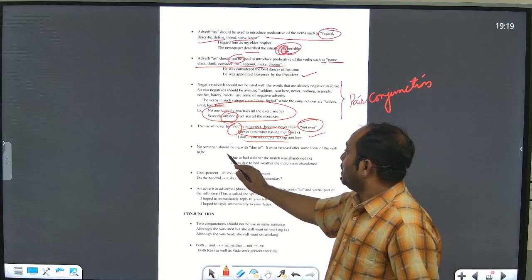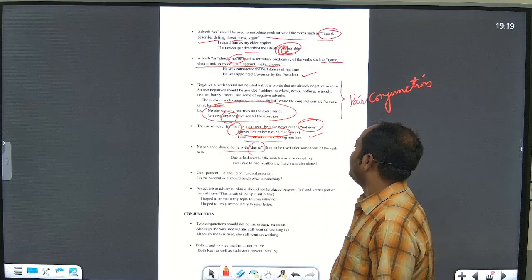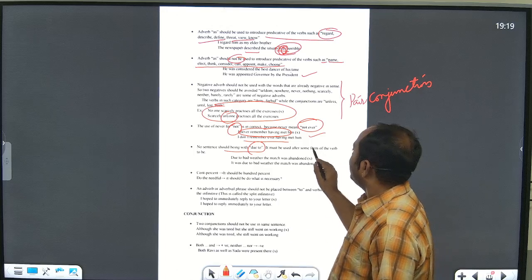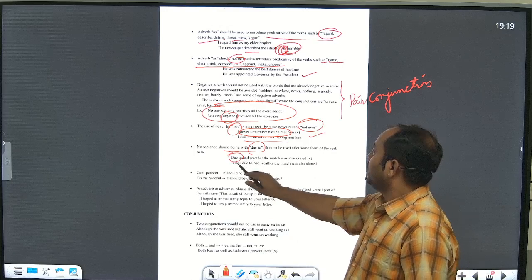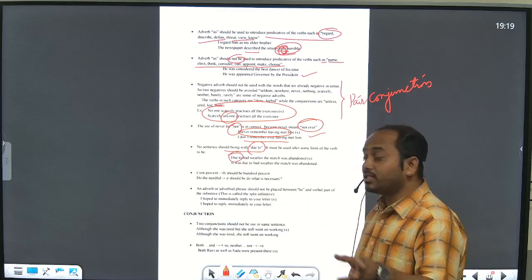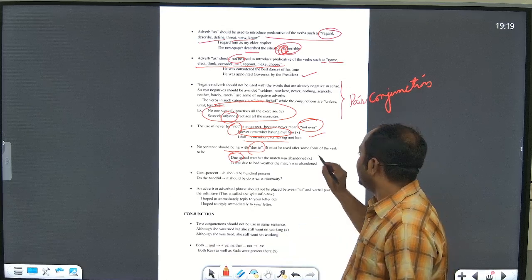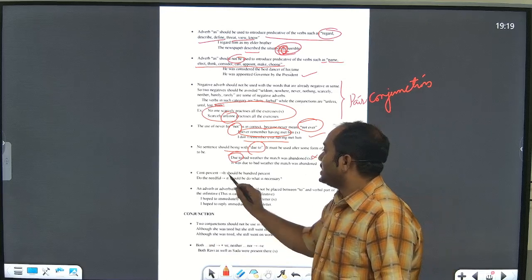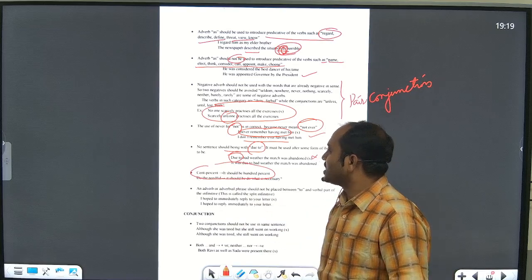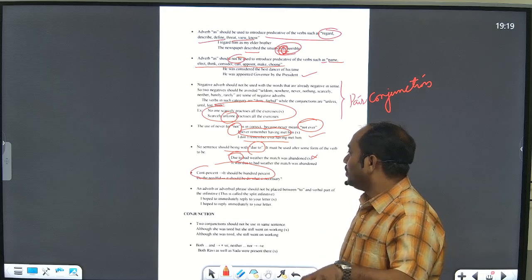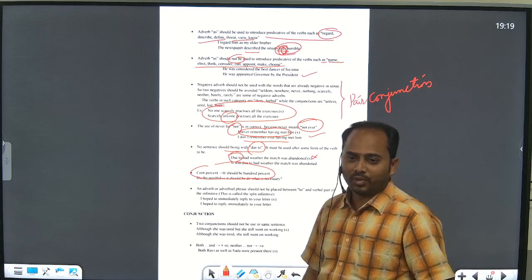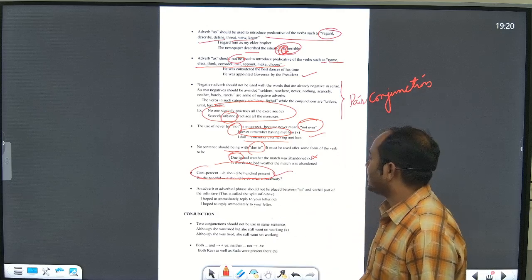And next, no sentence should begin with due to. Due to should not be used in the beginning of a sentence. This is the next correction. Due to bad weather should not be used. It was due to bad weather. Okay, this is a wrong usage. Next, 100% should not be used with the word person; we should use the proper form. Do the needful should not be used. Do what is necessary should be used. These are the usages of sentences.